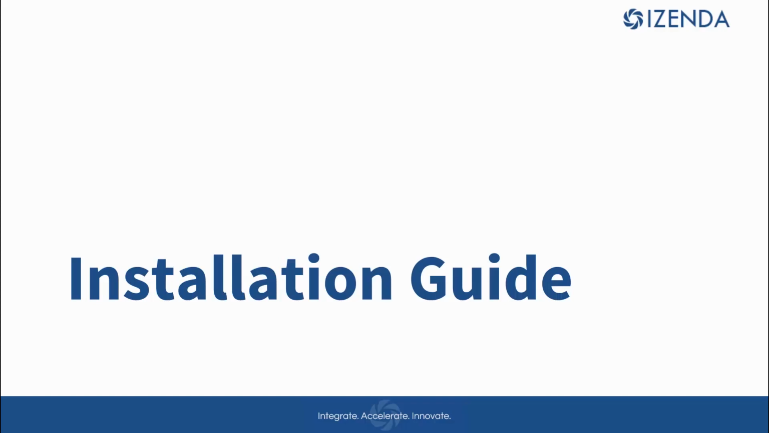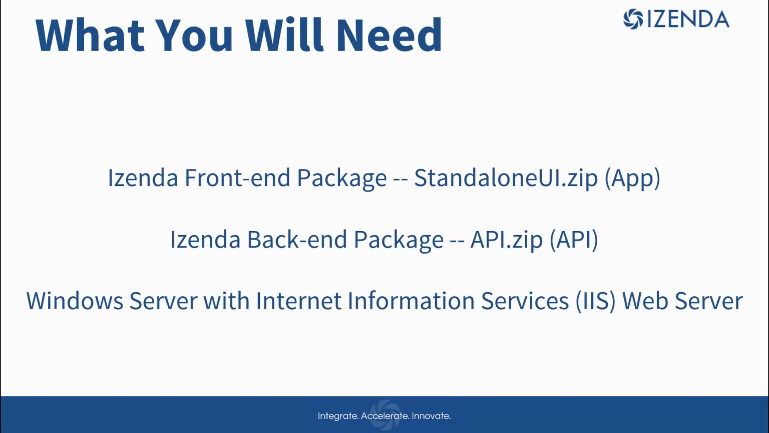This video is a step-by-step guide to installation of an independent BI portal instance of Izenda. This guide will work under the assumption that the user has downloaded the appropriate file directories from Izenda's download site. This includes the Izenda frontend package, which has the default name of app, and the Izenda backend package, which has the default name of API.